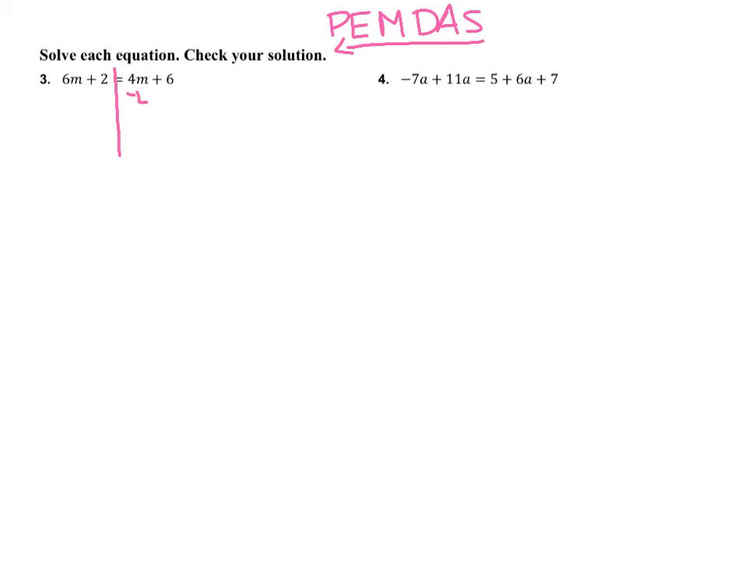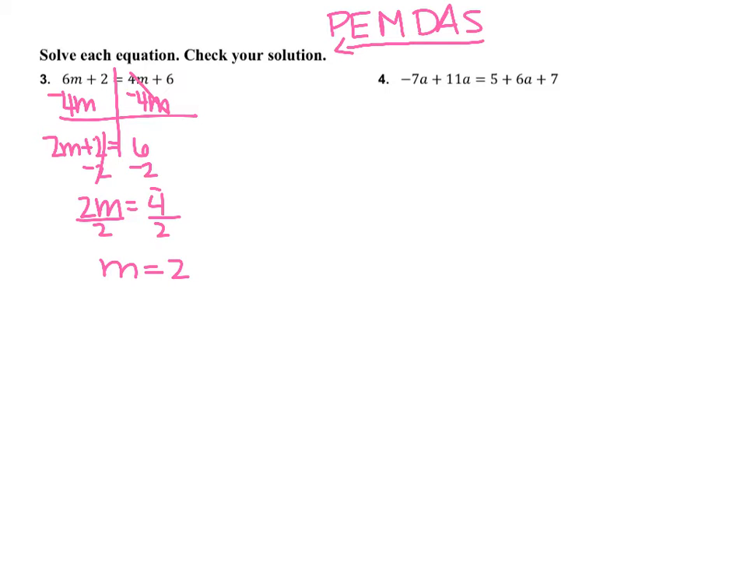Right? So I have to subtract 4m, so I'm going to subtract the smaller one, and subtract 4m, so I have no m's left on the right side. On the left side, I still have 2m's plus 2 equals 6. I can subtract 2 from both sides, so 2m equals 4. And finally, if I divide by 2, I get that m is 2.